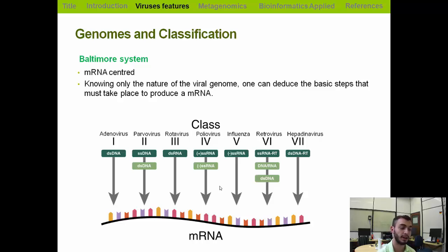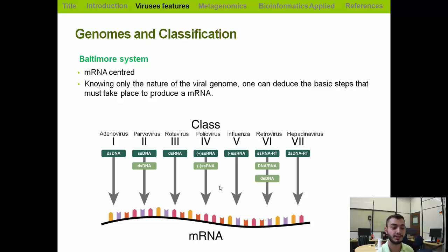So we have in the class 5 the influenza virus. There are a lot of nasty viruses in this class. There is the Ebola virus, and they are minus strand RNA. And in order to get the mRNA, just simple, it needs to use RNA polymerase RNA dependent that it brings with it. It brings it with it, and this RNA polymerase RNA dependent produces the mRNA.